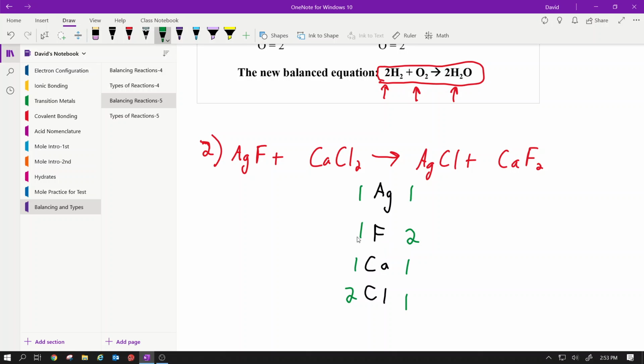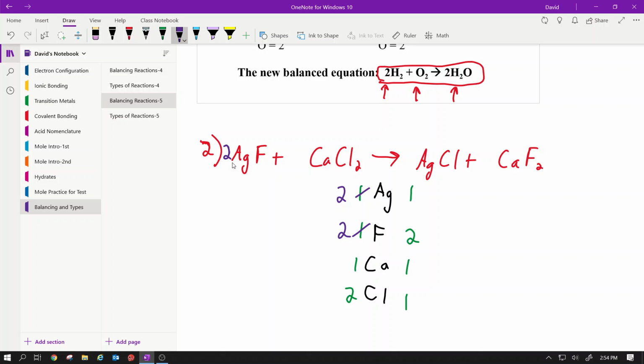Hey, here's the thing. I need more fluorine on this side. So what I'm going to do is put a 2 right here, in order to account for that extra fluorine. I'm just going to scratch this number out. Now, anytime you put a coefficient in, you need to look at every element that was present in that. So I just changed my fluorine, but I also changed my silver. Whoops. So I fixed one thing and messed up another.